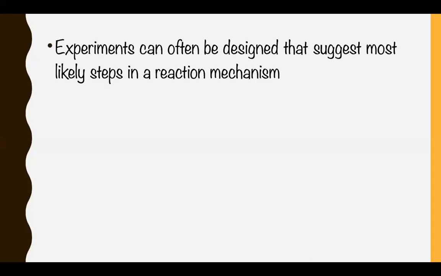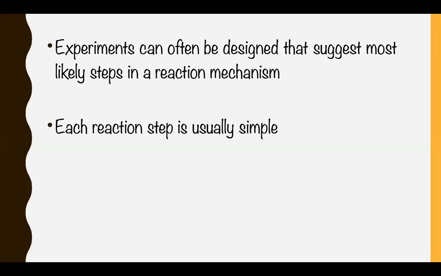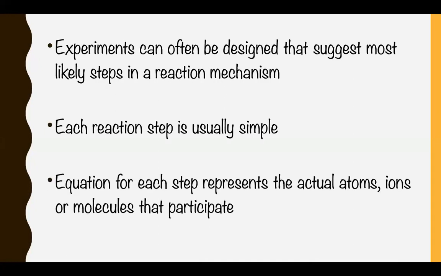Experiments can be designed that suggest the most likely step or steps in a reaction mechanism. Each step is going to be very simple, and the equation for each step represents the actual atoms, ions, or molecules that participate. A lot like how when we go from an overall ionic equation to a net ionic equation, the net ionic equation only shows you the ions that are actually participating in the reaction, but the overall ionic equation actually tells you what's really represented in the solutions.